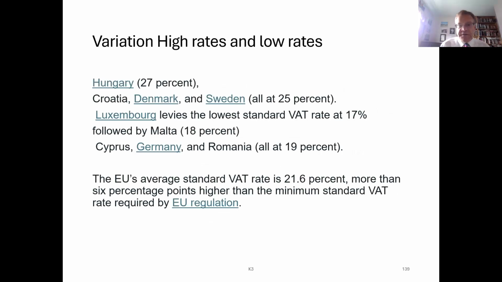High and low rates. Hungary at 27%, Croatia, Denmark, and Sweden at 25%. Luxembourg has the lowest standard rate at 17%, followed by Malta at 18%. Cyprus, Germany, and Romania at 19%. The average rate is 21.6%, more than 6% higher than the minimum standard VAT rate required by EU regulation.